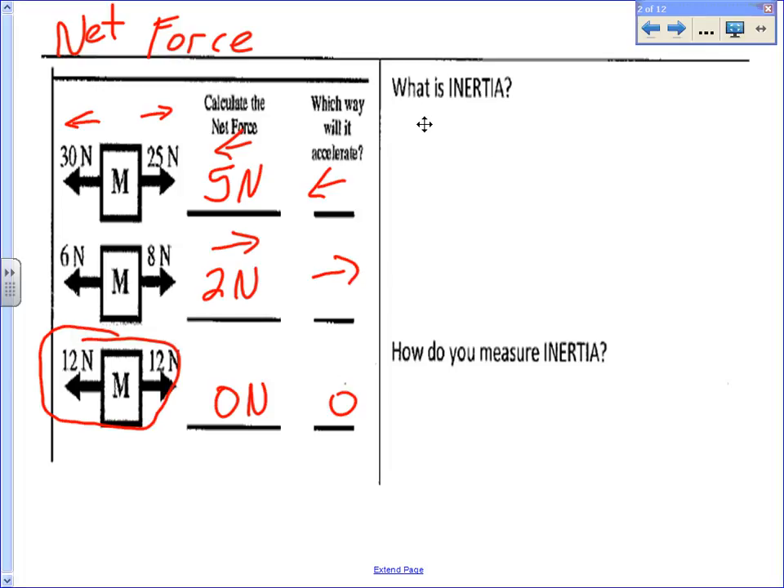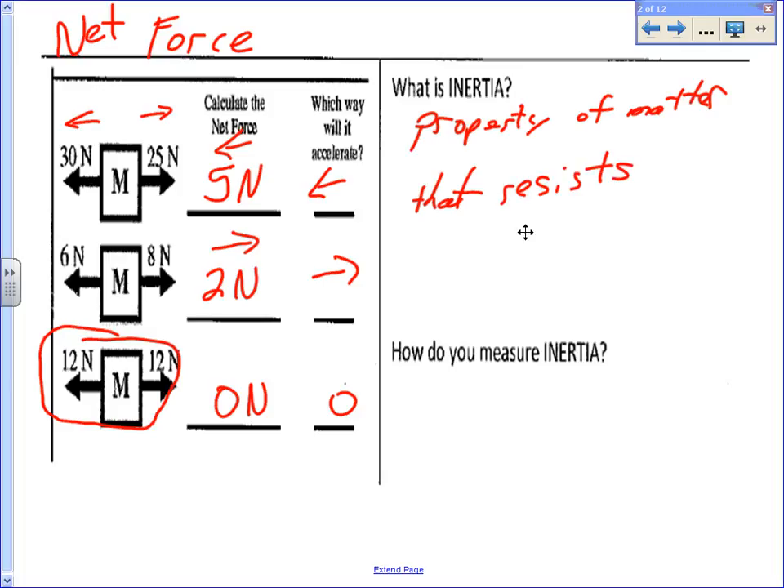Inertia, from our definitions on Newton's laws, is a property of matter that resists motion. Excuse me, it resists a change in motion. Logically, we all think about this and we go, anything that's really big is hard to move. Things that are really small are easy to move. And the reason is the term inertia.